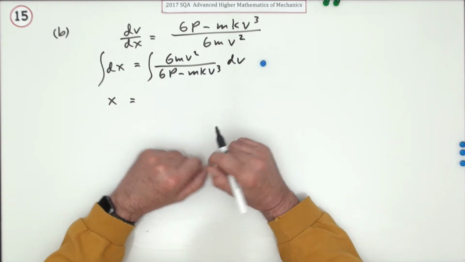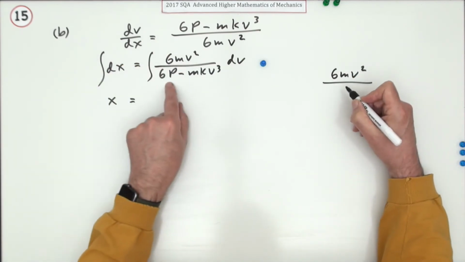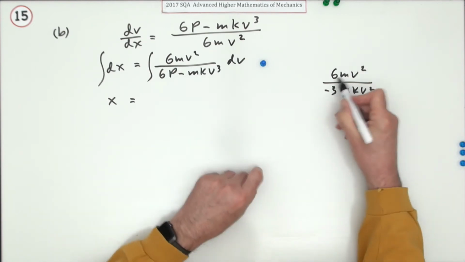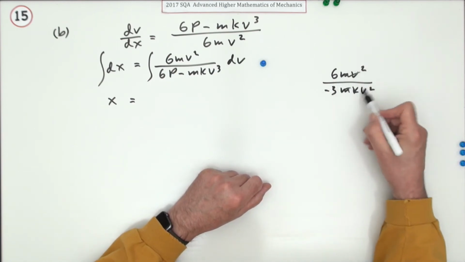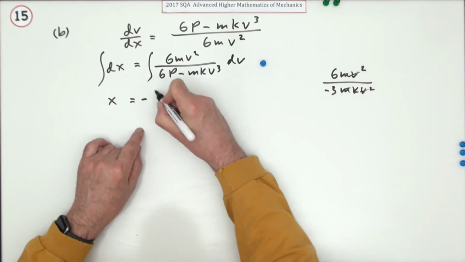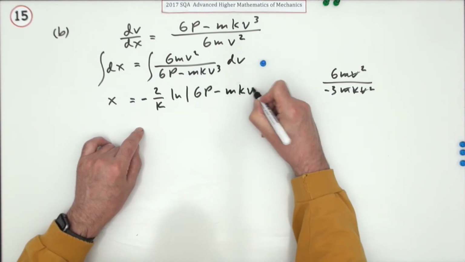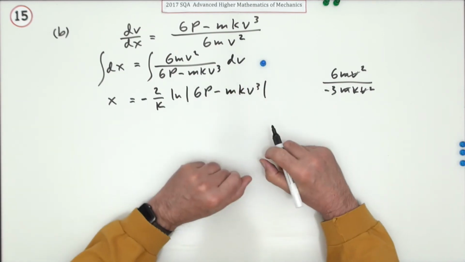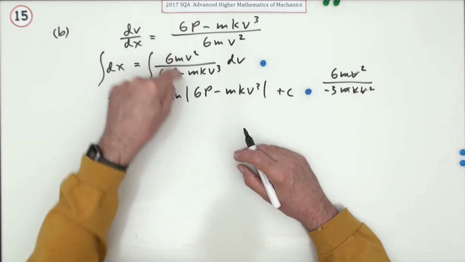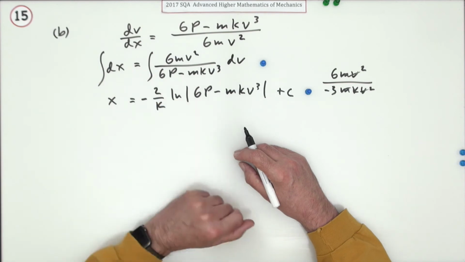What multiple have you got? Well, the top is 6mv squared. The derivative of the denominator, that disappears, is negative 3mkv squared. So you can see it's a multiple of it. Those parts cancel out. There's a multiple, negative 2 over k. So that must be negative 2 upon k ln of the denominator, all inside the absolute value, plus c. Doing that gets the second mark, if you recognise that you've got a logarithm because the numerator is a multiple of the derivative of the denominator.